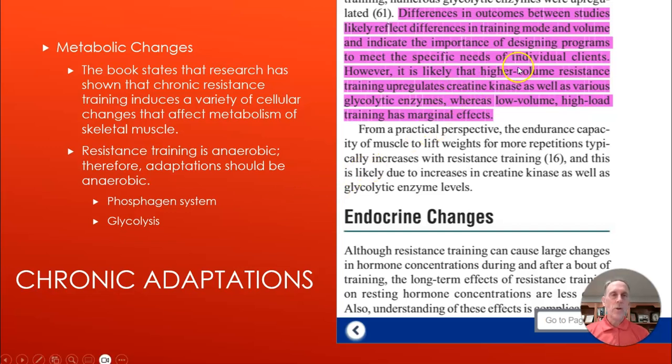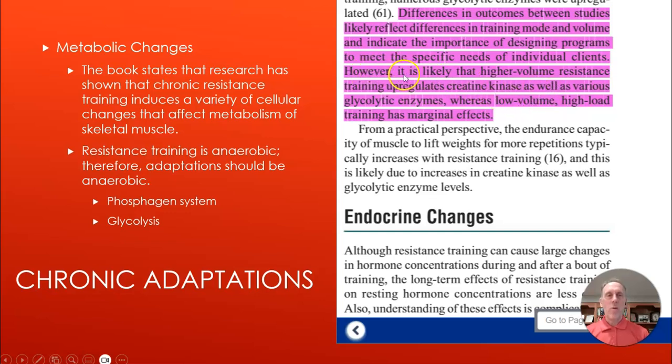In the book, they talk about the difference in training mode and volume. Differences in outcomes between studies likely reflect differences in training mode and volume and indicate the importance of designing programs to meet specific needs of individual clients. And I agree with that. I'm on board with that.